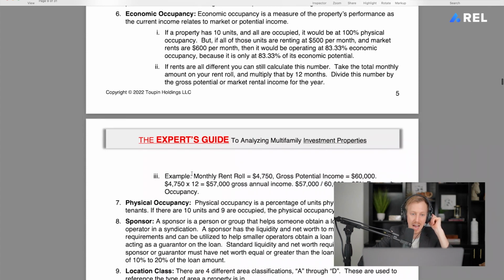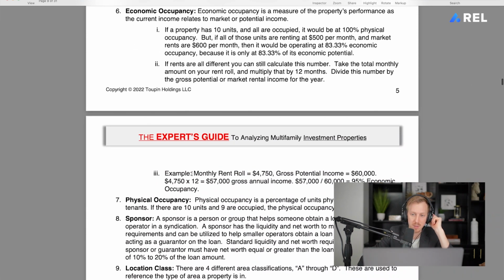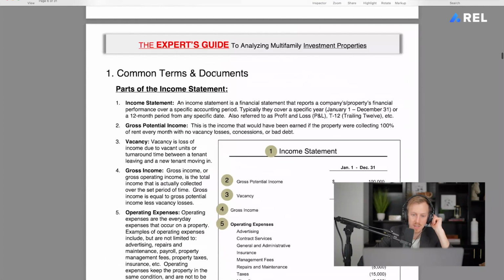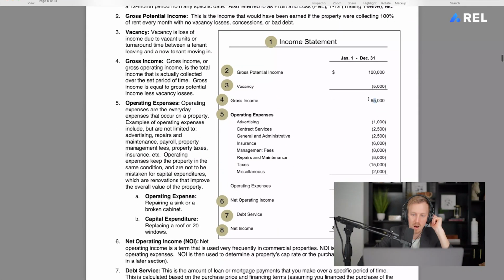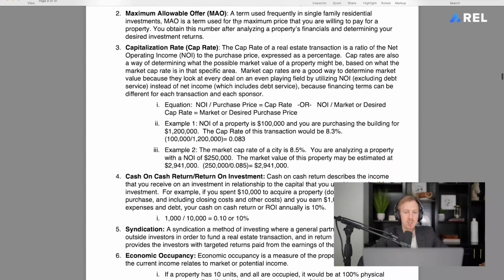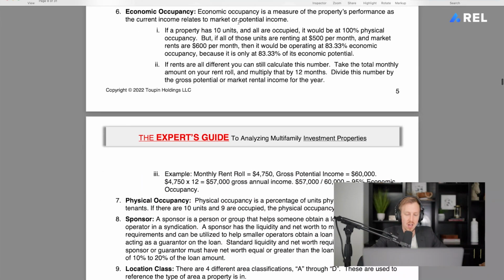So, economic occupancy. It's a measure of the property's performance of the current income as it relates to the potential income. In this scenario, this is our physical occupancy. It could be across the board, right? It could be 98%, it could be 92%. Maybe this verbiage is not technically correct, but I should also have vacancy loss, concessions, bad debt. Economic occupancy is basically a metric saying what percent of the potential income did we collect.